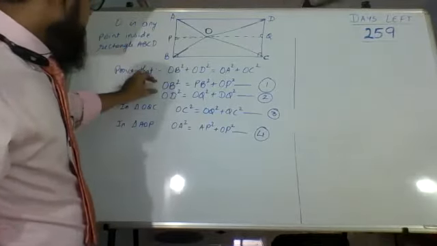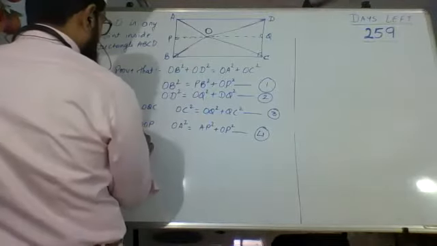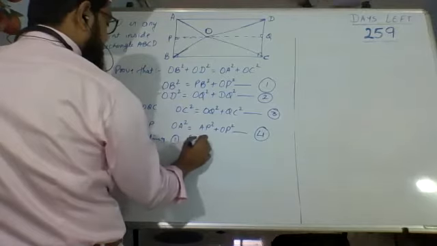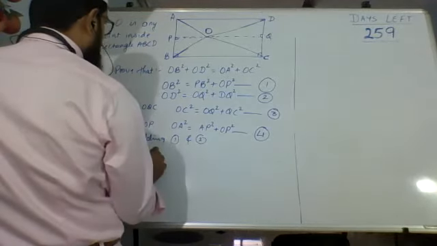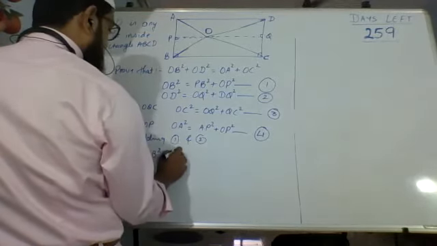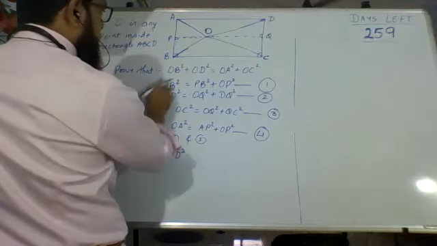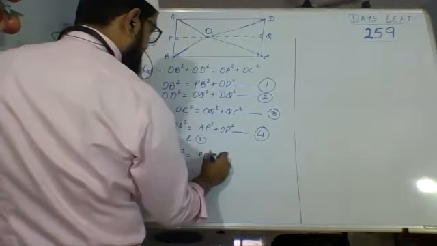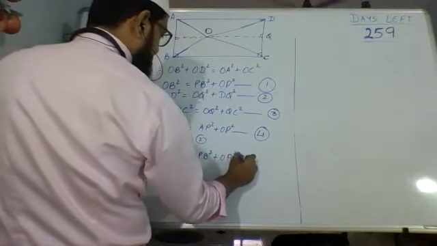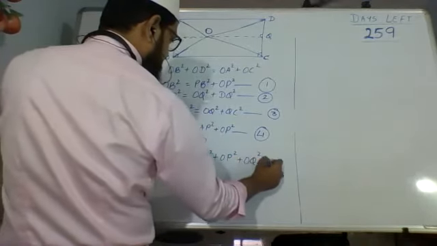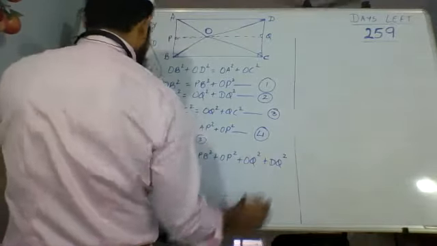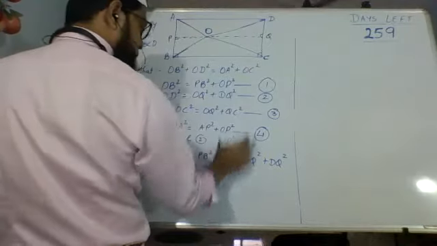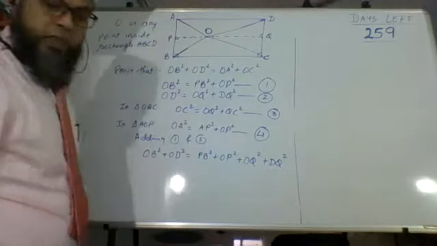Add the first two. Adding 1 and 2, I'll have OB square plus OD square on the left hand side, equals to PB square plus OP square plus OQ square plus DQ square. This is what it says. Okay, it is PB square plus OP square plus OQ square plus DQ square. Till you clear?